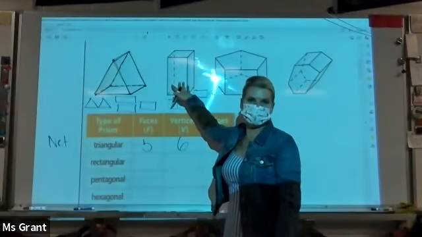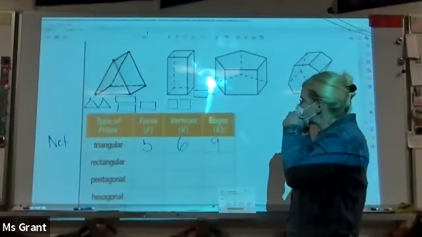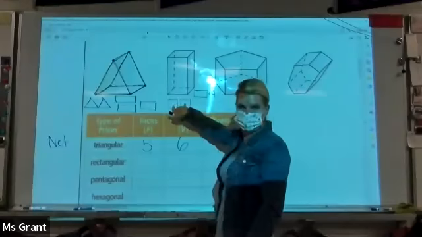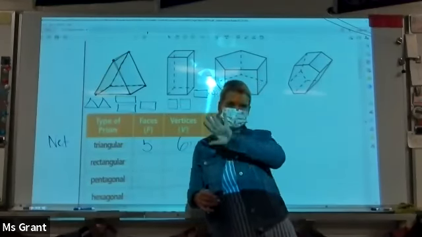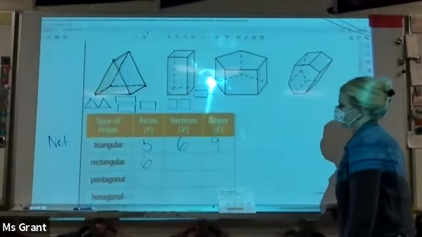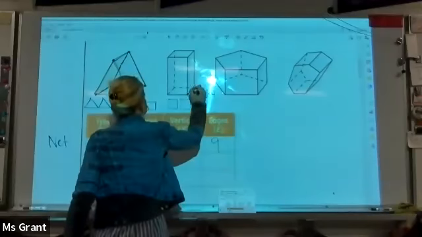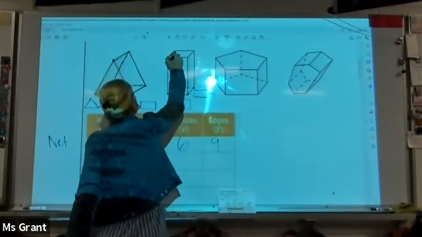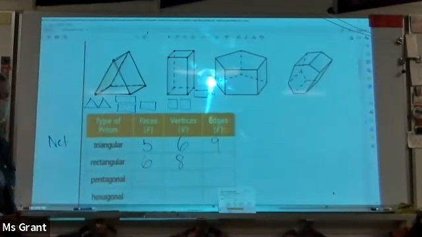So my second shape, remember, was a rectangular prism. And my rectangular prism faces, so the 2 squares, top and bottom, and then the 4, front, right, back, left. Okay, so that's going to be 6 faces. Oh, a vertex, a little corner piece. 1, 2, 3, 4, 5, 6, 7, 8. 8 vertices.